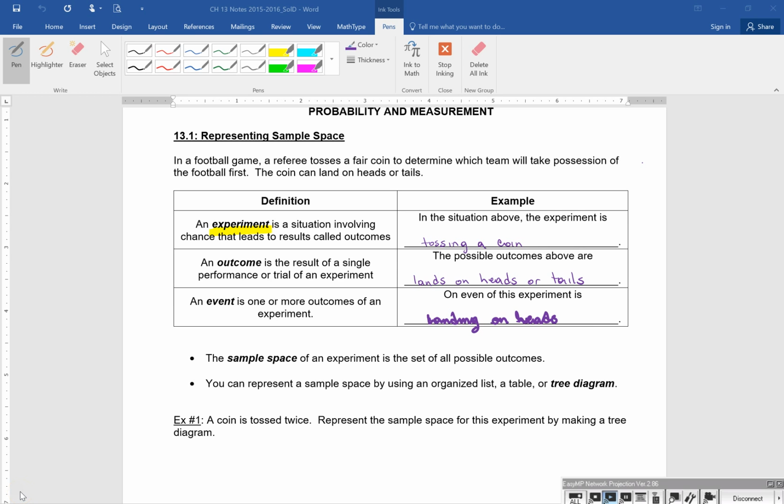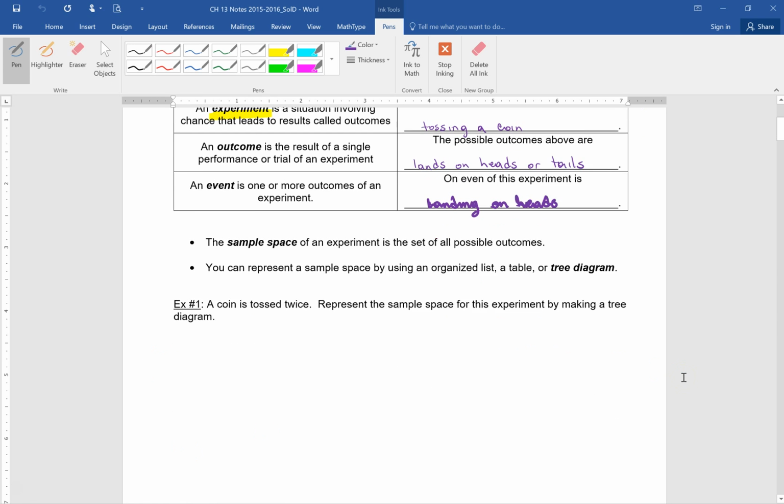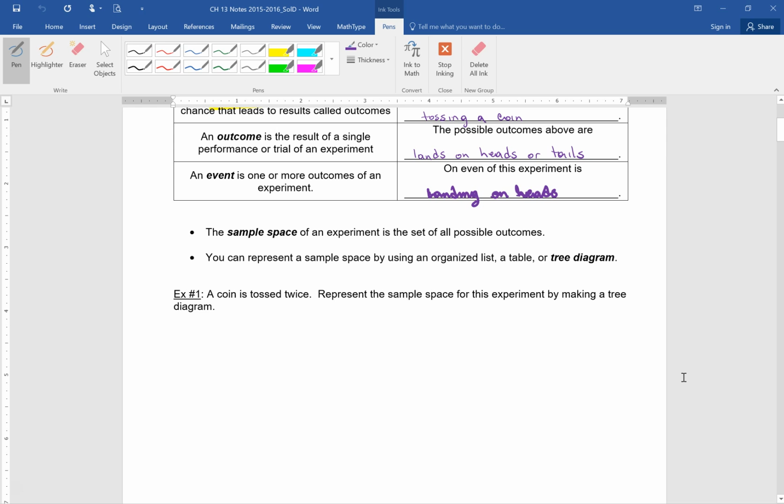So the sample space is the list of all possible outcomes. And how do we represent this? We can represent it as an organized list. So if I was to pick a name from the list of names in this class, what are the possible outcomes? It's each and every single one of your names. There are 10 names. So I can organize that in a list, okay? Or I could do a tree diagram or whatever. That's the sample space. All right.